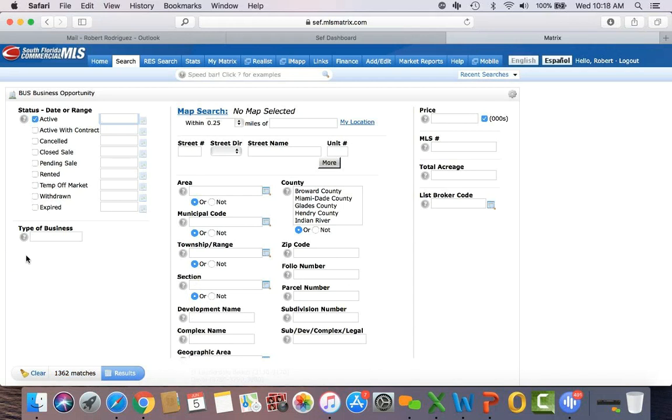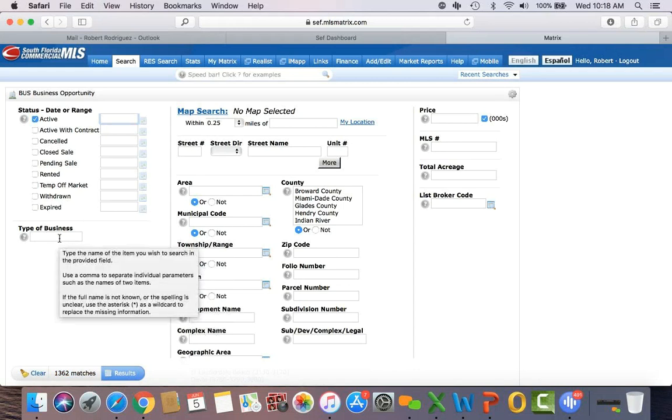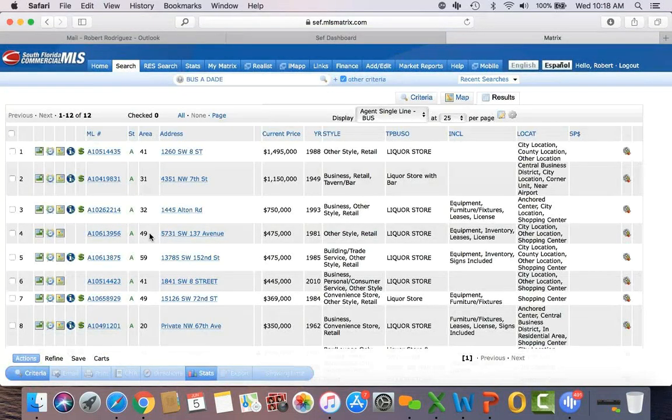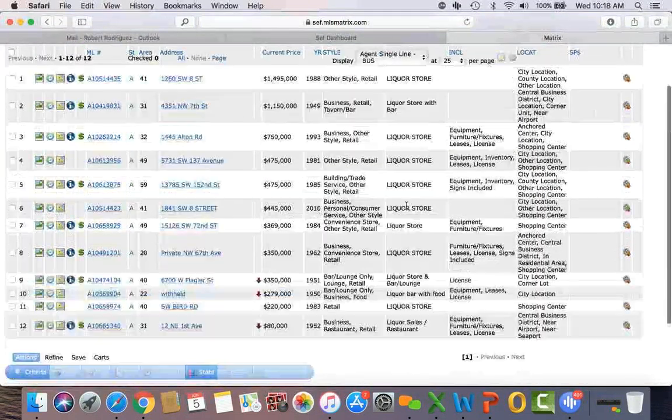And what you're going to need to do is use the type of business option right here. It is not a multiple choice. There's no drop down. You're simply having to type it in. So if I'm looking to purchase a liquor store, I write the word liquor and notice only one match. But if I use asterisks at the end and at the beginning of the word liquor, we're looking at 15 matches in total. In Miami-Dade County, we're down to 12. And when we click on results, what we have are liquor stores or liquor licenses for sale.